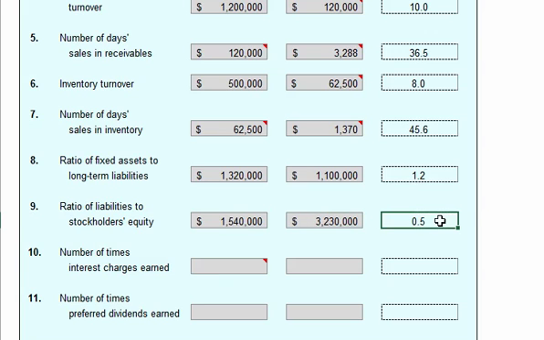We'd like to see this one be lower. On that half of the balance sheet, we want it to mainly be made up of stockholders' equity and as few liabilities as possible. So we'd like to see that go down to 0.4 rather than up to 0.6.